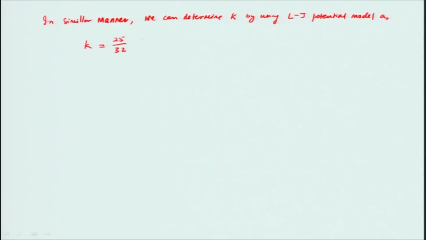In a similar manner, we can determine the thermal conductivity K by using the LJ model, that is the Lennard-Jones potential model, as K equals 25 by 32 times the square root of pi m kB T, divided by pi sigma AB square into omega 2,2 star, C_v by M_AB.